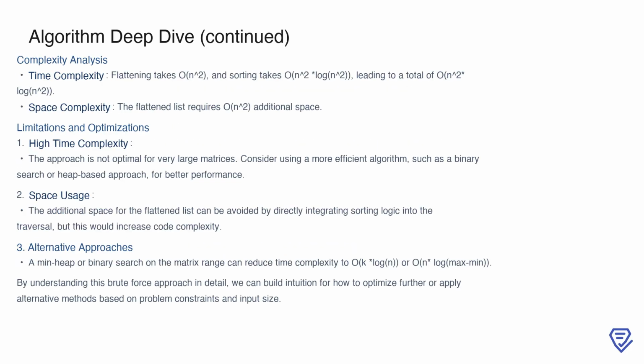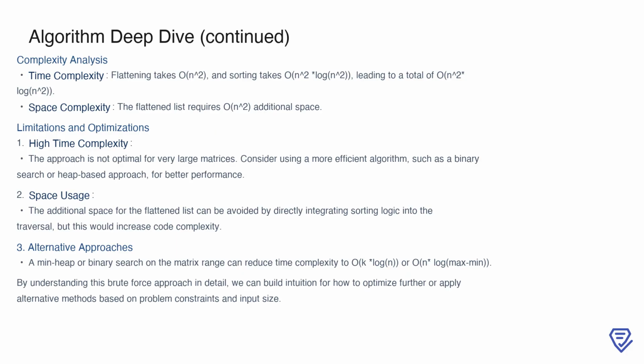Analyzing the complexity of this brute force approach reveals its limitations. The time complexity is dominated by the sorting step, which takes n^2 to flatten the matrix and n^2 * log(n^2) to sort it, resulting in a total complexity of n^2 * log(n^2). The space complexity is also significant, requiring n^2 additional space to store the flattened list. These factors make the approach less suitable for very large matrices.